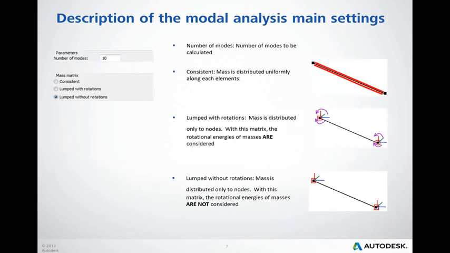What can be set in modal analysis parameters? In the modal analysis window, one has to specify the number of modes or eigenfrequencies to be calculated. Select the mass matrix. There are three types of mass matrix. Consistent: mass is distributed uniformly along each element. Lumped with rotations: mass is distributed only to nodes, and the rotational degrees of freedom are not considered. Lumped without rotation: mass is distributed only to nodes, but rotational masses are not considered.